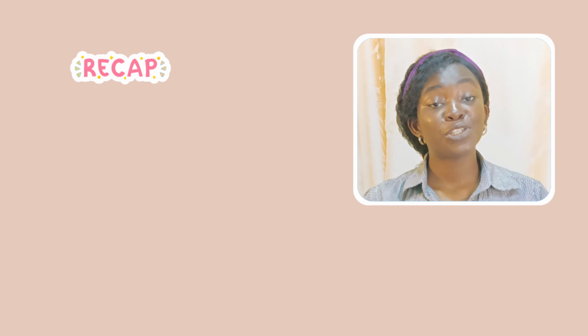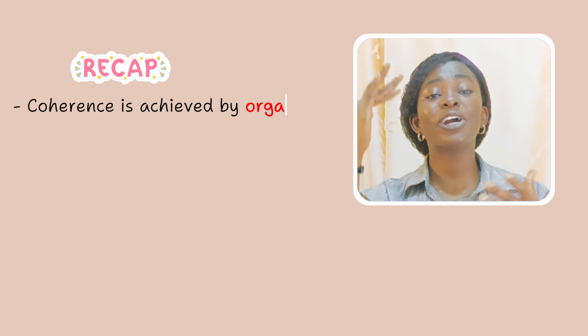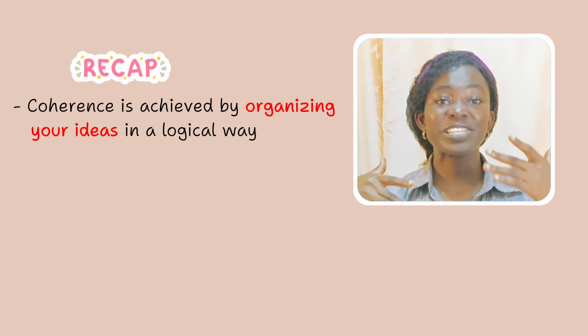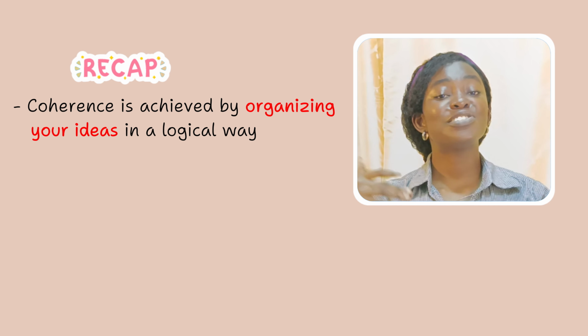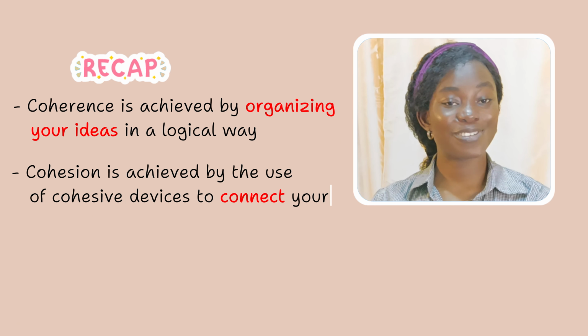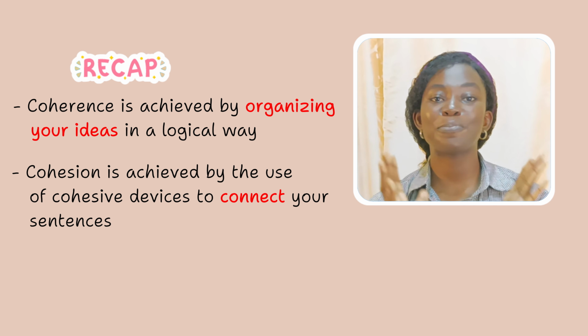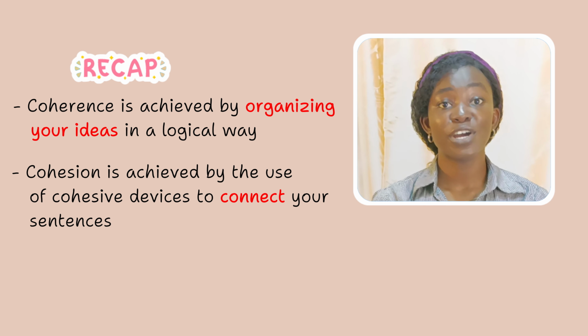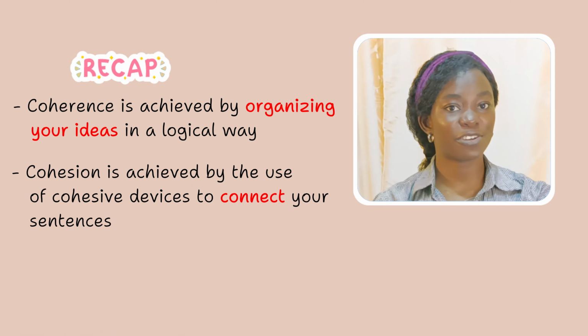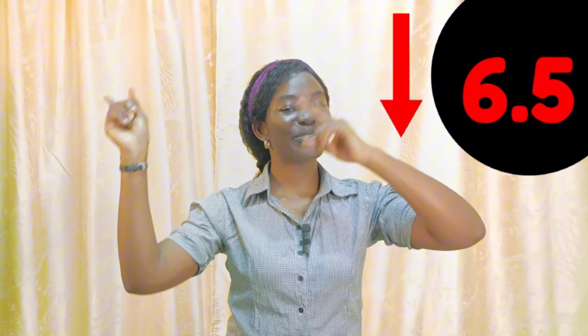To recap, I showed you how to use coherence to organize your ideas in a logical way so that they make sense, and then to use cohesion through the use of cohesive devices as butter or glue that holds your paragraphs and your sentences together so that they flow into each other. If you are able to implement these things as you write, I bet you'll be moving from writing hell all the way to writing heaven.